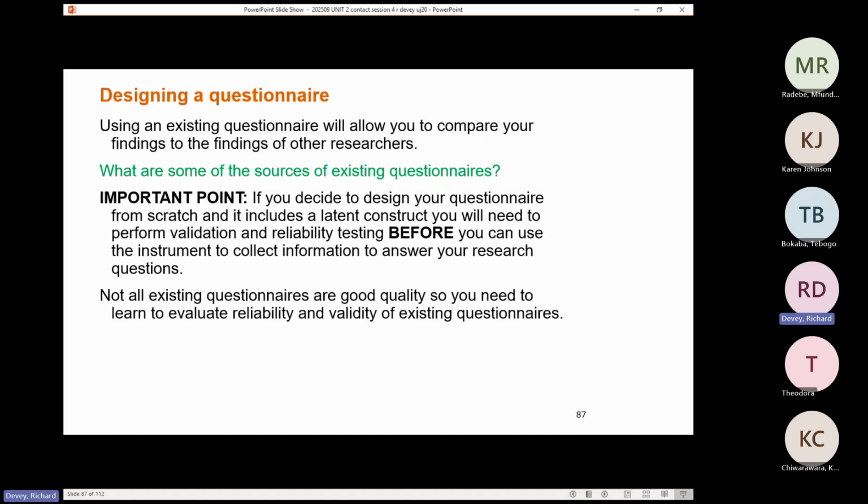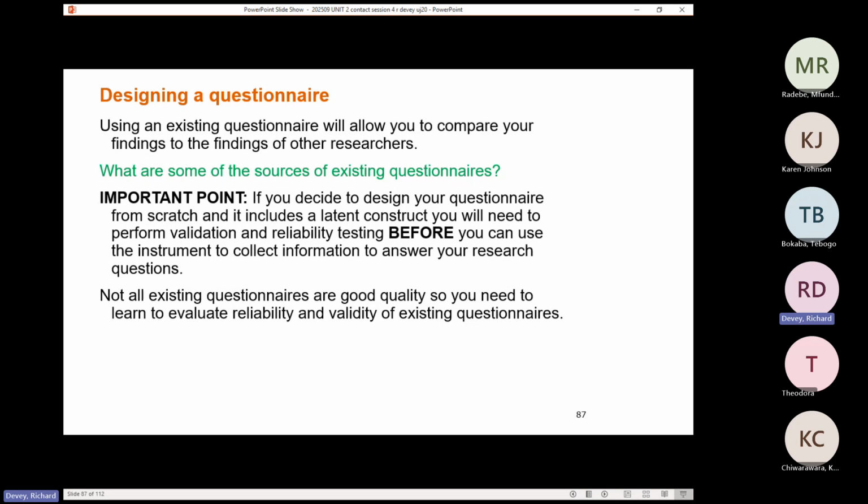And then a very important point: not all questionnaires are good quality. I always make a joke that academics love to promote their work, and sometimes they're promoting work which might not be that good quality. So when you see questionnaires out there, you need to evaluate them for validity and reliability. Just because it's been used and published and because somebody's promoting it doesn't necessarily mean it's good quality. So you as a supervisor and your students need to learn to evaluate reliability and validity of existing questionnaires.